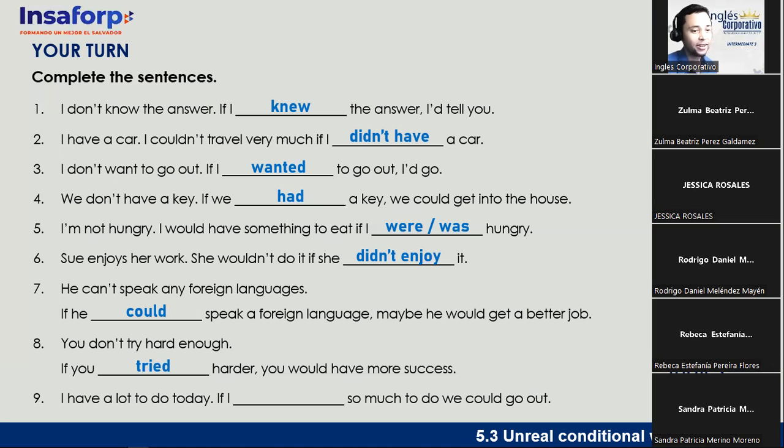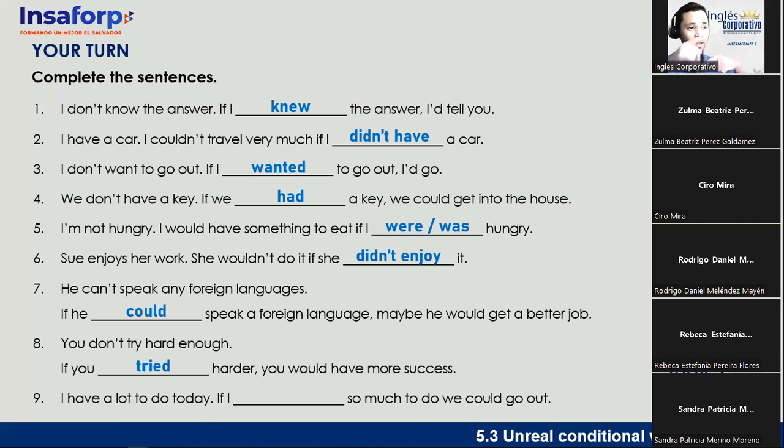And Mr. Ciro Mira, number 9, please. Okay. I have a lot to do today. If I have so much to do, I will go out. Ajá, pero cuidado. Si se fija, aquí dice I have a lot to do today. Tengo muchas cosas que hacer. Si luego me dice if I had so much to do, but the reality is, yes, you have a lot to do.